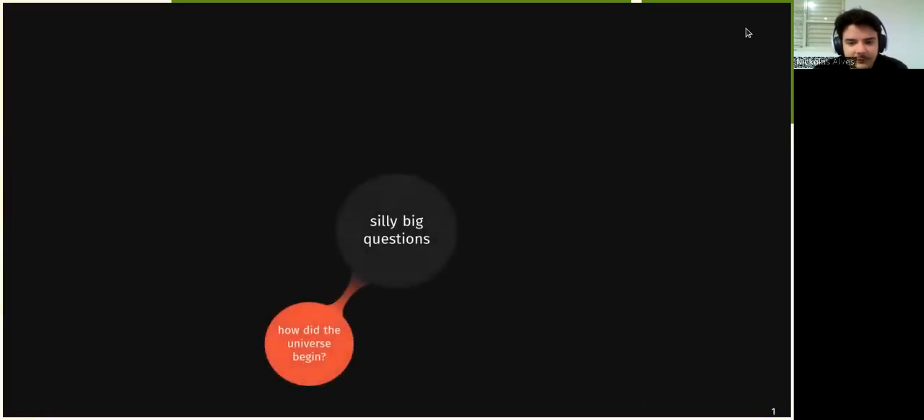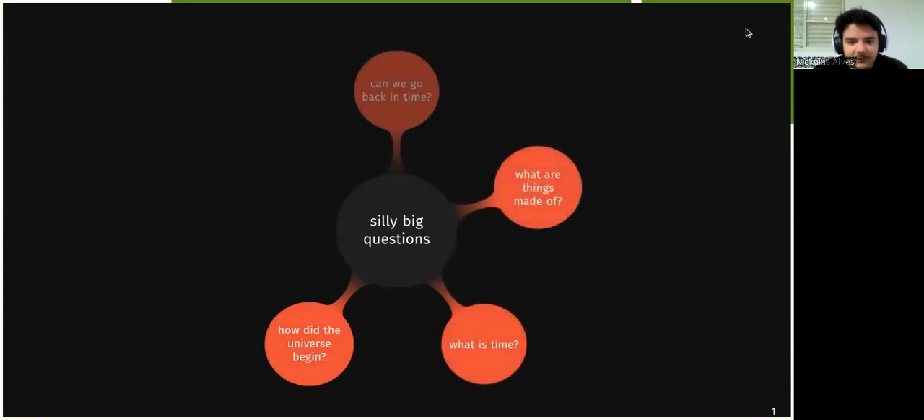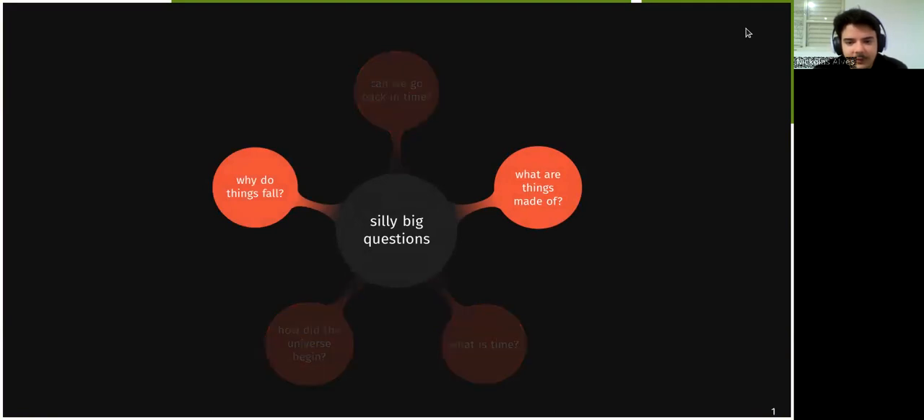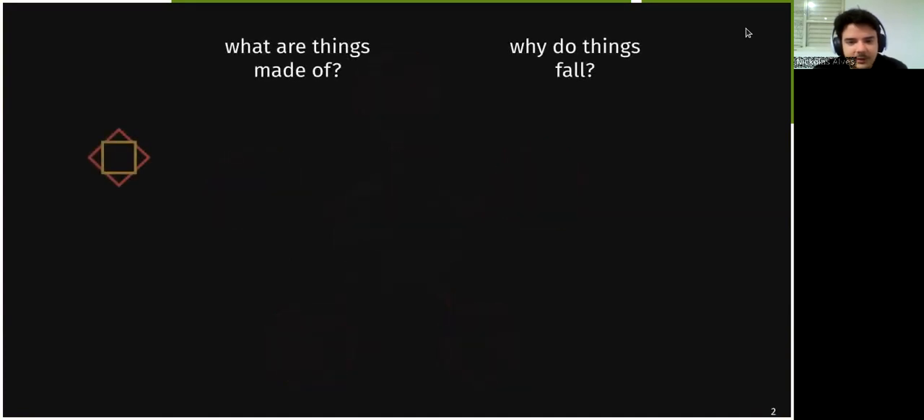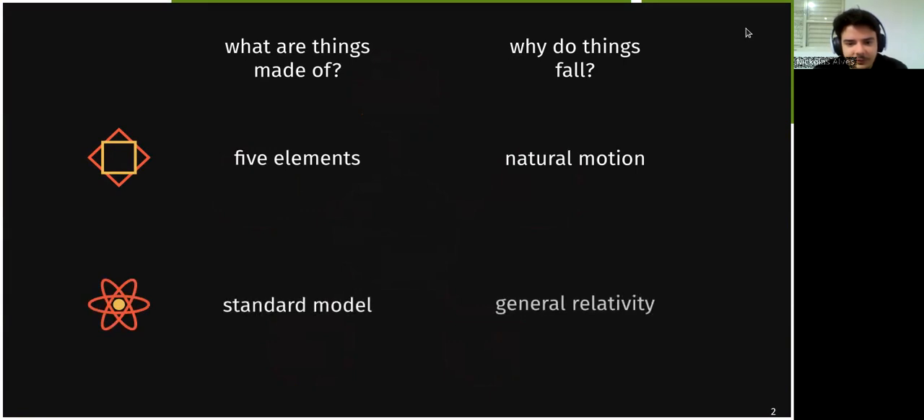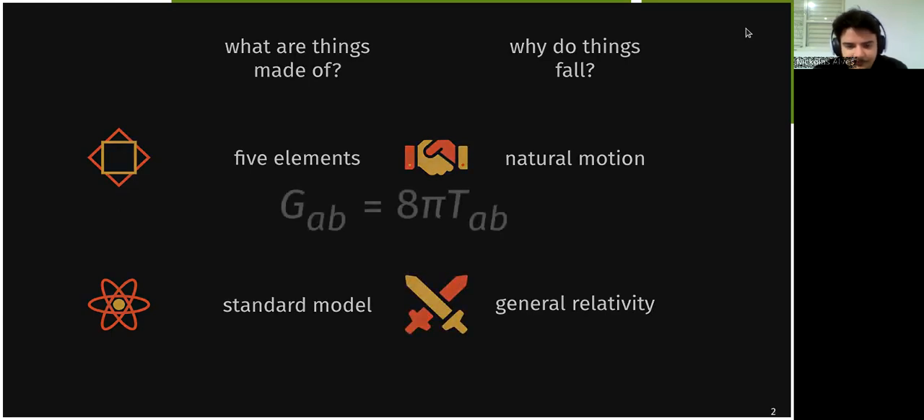So, as we said before, I like to start talking about quantum field theory by thinking about silly questions, such as how did the universe begin, what is time, what are things made of, can we go back in time, and why do things fall? Mainly, we focus on why do things fall and what are things made of. I talked to you about how the Greeks already had answers to this in the forms of five elements and their natural motion, while nowadays we answer these things in terms of the standard model and general relativity. Five elements in natural motion are in agreement with each other, while the standard model and general relativity appear to be in conflict in the sense that they work with different structures.